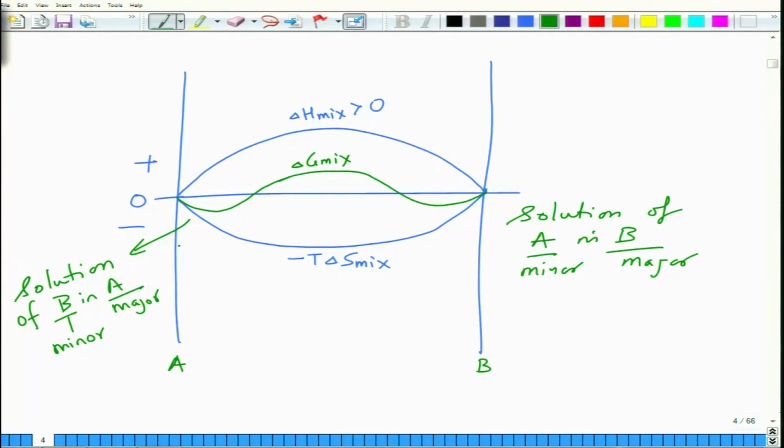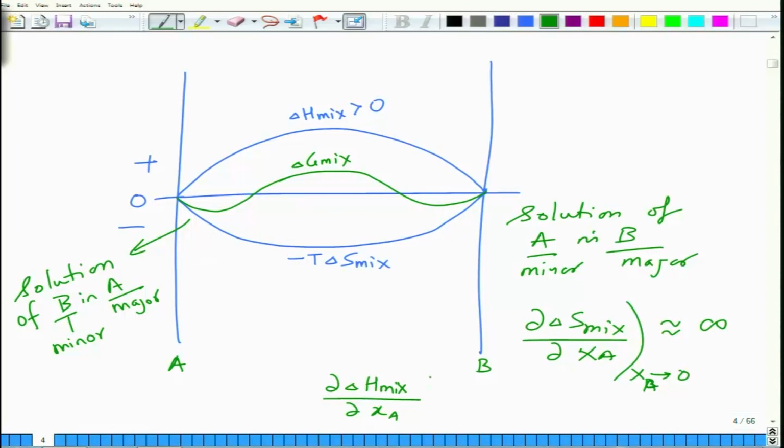And this can be proved by taking the derivative, for instance, of del delta S mix by del XA, and if you try to make XA tend to 0, this will be very close to infinity, and the derivative of delta H mix with respect to XA when XA tends to 0 is equal to omega. So, since the change in entropy becomes infinity at pure compositions, when you add very little, so this is XB tends to 0, and this is again XB tends to 0. So, a very little amount of XB.